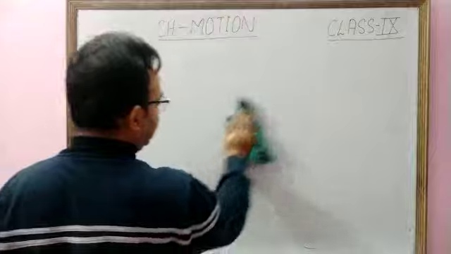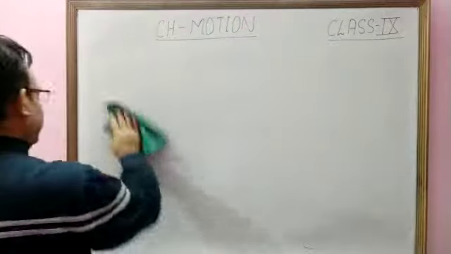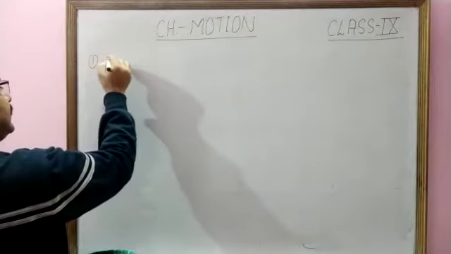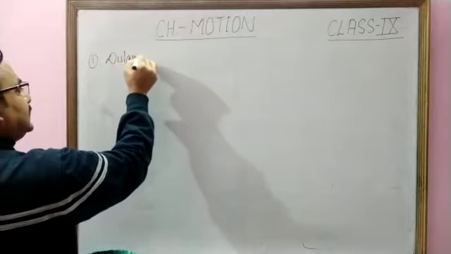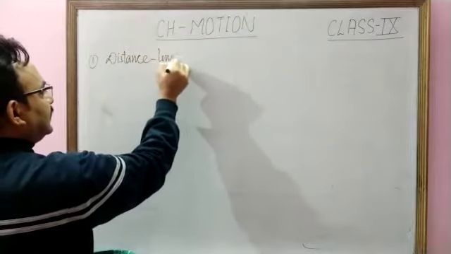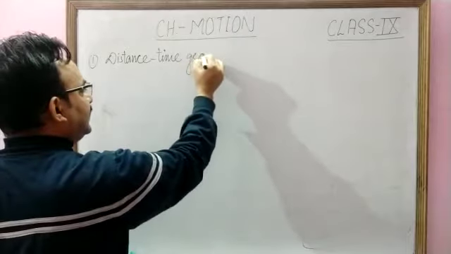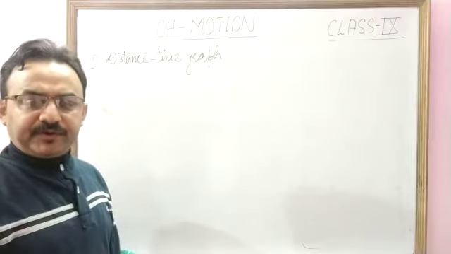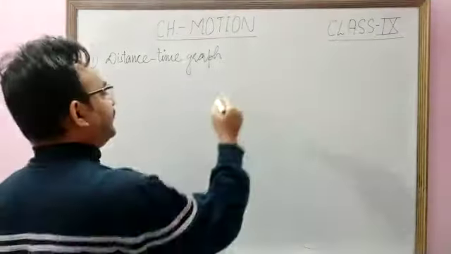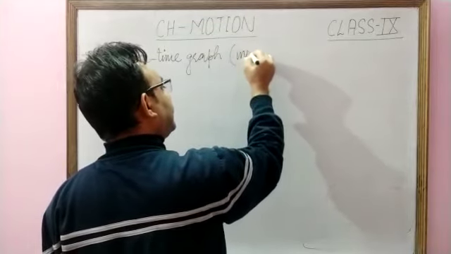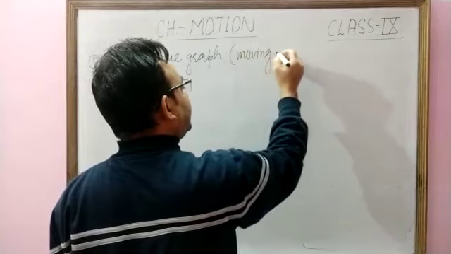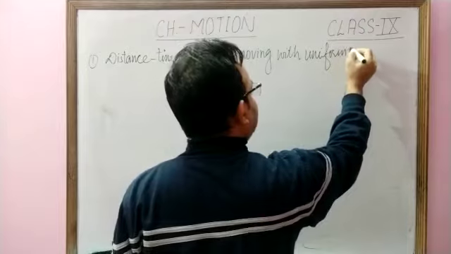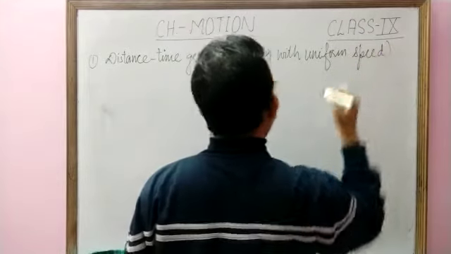Now the first case is here. You have to draw a distance time graph for a body moving with uniform speed.